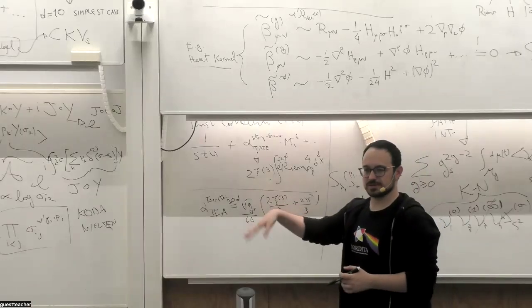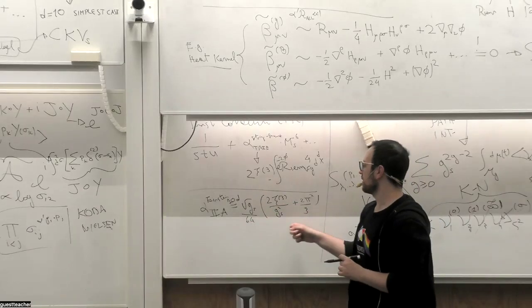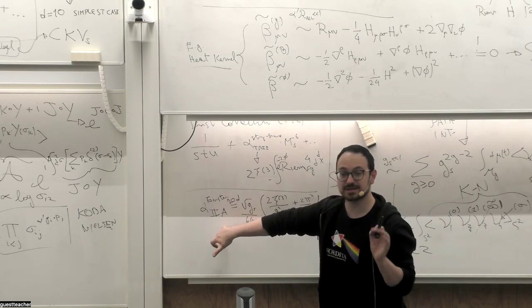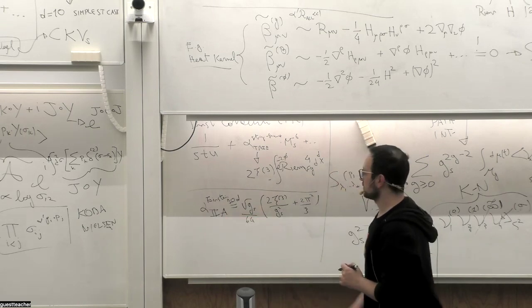Some exact results are known also below 10D. But fun fact, in type 2A, it is the exact result. So equal sign.